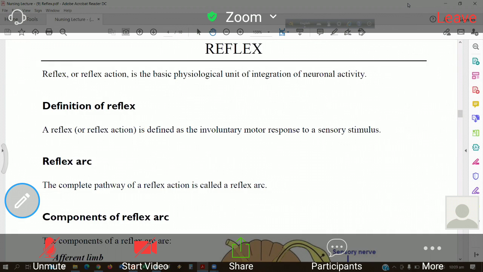A reflex action is an involuntary motor response to a sensory stimulus. Being involuntary, we cannot voluntarily control it. Even if we try, it is very difficult to stop a reflex action.